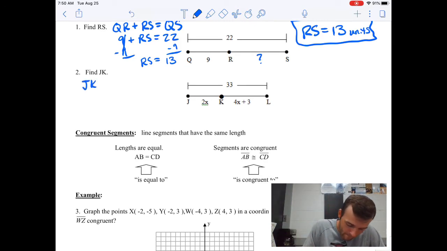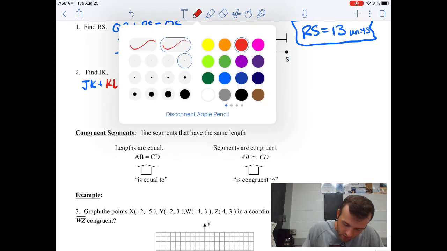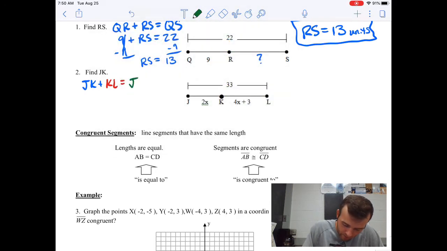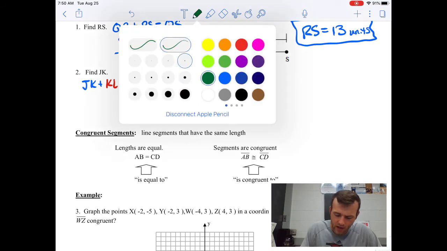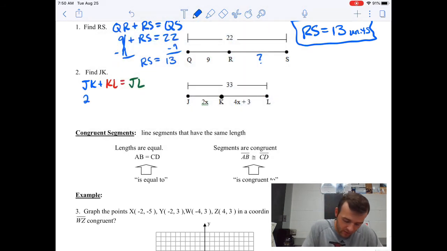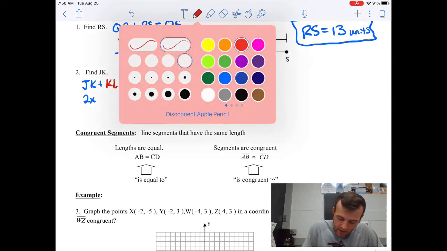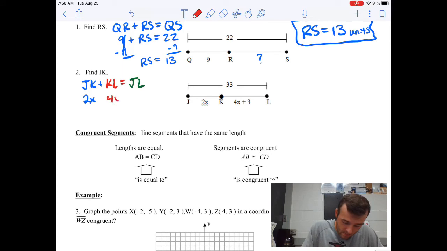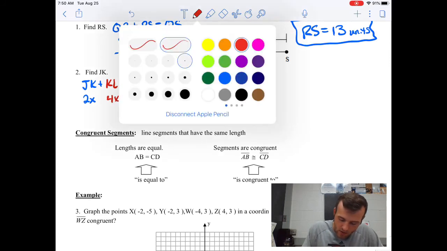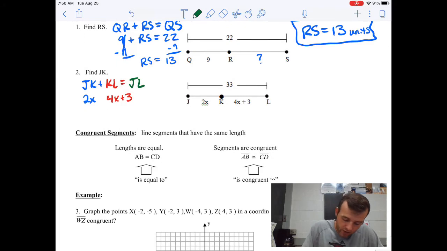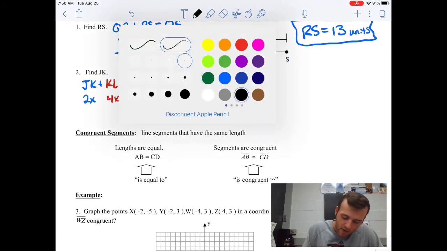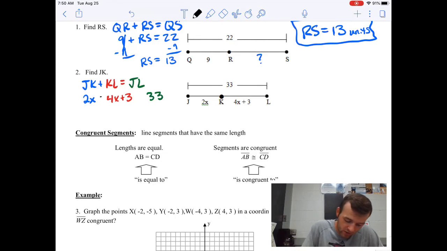JK plus KL equals, you know what, I might do this in different colors. So JK plus KL equals JL. And now I'm going to go in and put what I know about each one. I know JK is 2x. I know that KL is equal to 4x plus 3. And I know that my whole JL is 33. And what I know about the segment addition postulate, if I were to take the two parts and add them together, they would have to be equal to the whole.